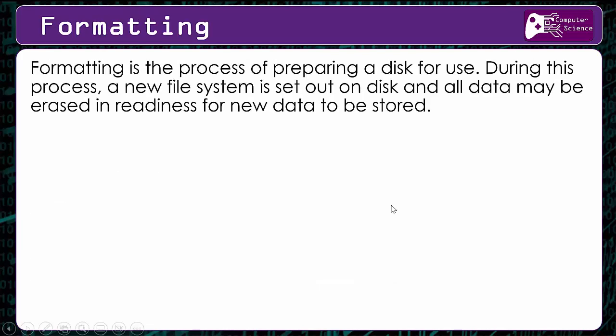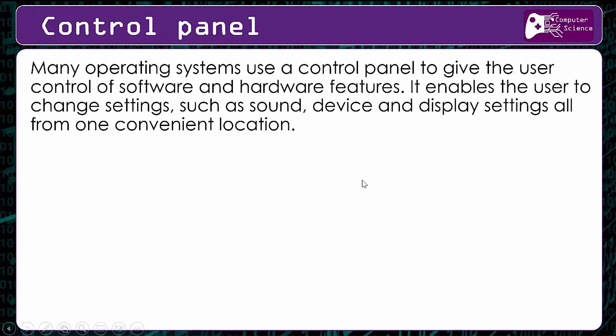Formatting, this is the process of preparing a disk for use. So during this process, a new file system is set up on the disk, and usually all the data is erased in readiness for the new data to be stored. So often you can put a memory stick into your computer, right click on it and go to format, and it will wipe that disk and make it ready for use.